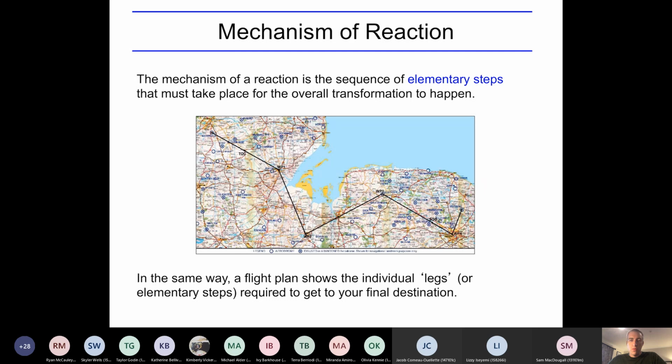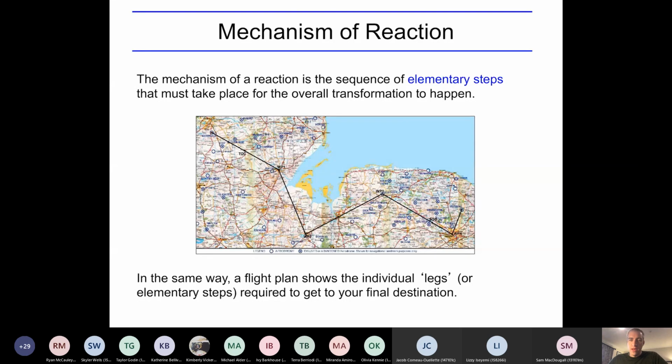Otherwise, if you don't know mechanisms, basically what you're doing is memorizing a huge list of organic reactions and the result. And there's millions and millions of reactions that have been done and reported and published, and nobody's got a brain to memorize all of those. So instead, you look for similarities, and you look at how broad classes of molecules will react, and you classify them under what we call their mechanism. And we're going to be doing that quite a bit in this course.